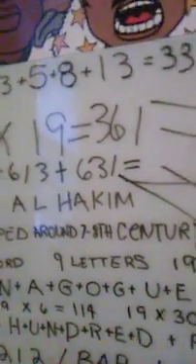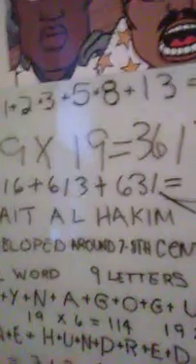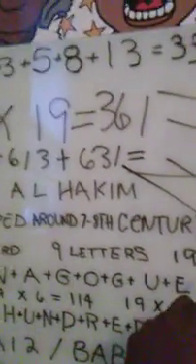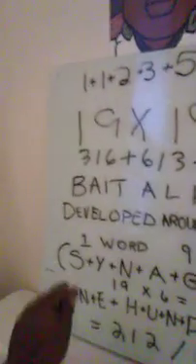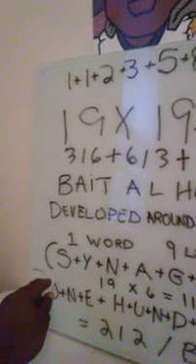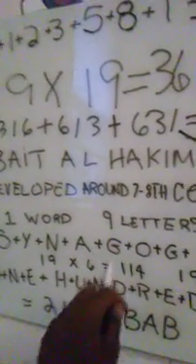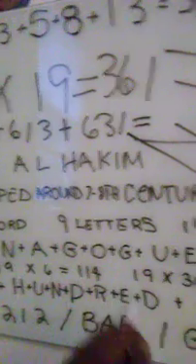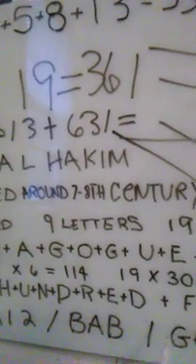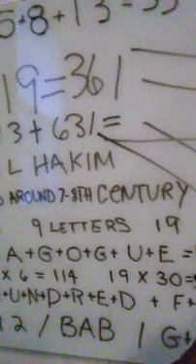I think he was the 3rd emperor ruling over that region, the Taj Mahal region. And remember, we got the number 19, 1 word, 9 letters, synagogue. S is a 19, Y is a 25, N is a 14, A is a 1, G is a 7, O is a 15, G is a 7, U is a 21, and E is a 5, bringing us to a total of 114.